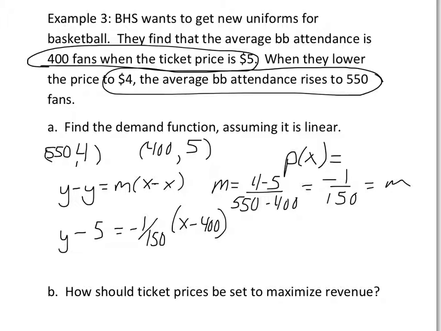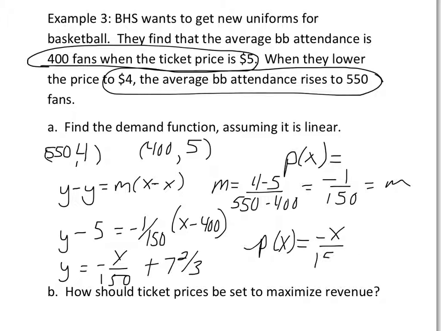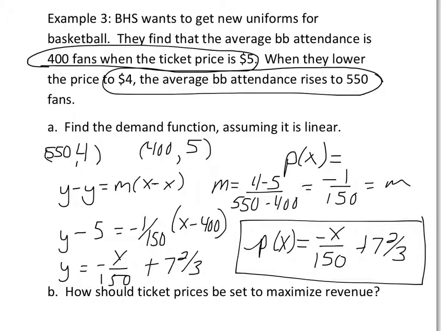However, since this time I do want this to be in the form of p of x, I am going to go ahead and solve this for y, get y all by itself. So if I do that, I get -x over 150 plus 7 2/3. And you can verify that if you want with your calculator or do the math. I'm not going to show all that math on here, so I know you guys are fully capable of doing it. So our demand function will be this function right here.